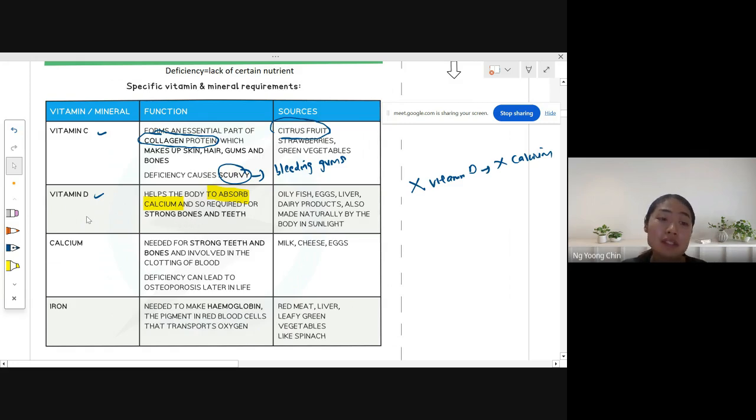The sources of vitamin D are generally found in animal organs, like fish, cod liver oil, and liver, and also some dairy products like milk. Also, you can get vitamin D from sunlight. Sunlight is very useful for our body. Sunlight can help to make vitamin D in our body.